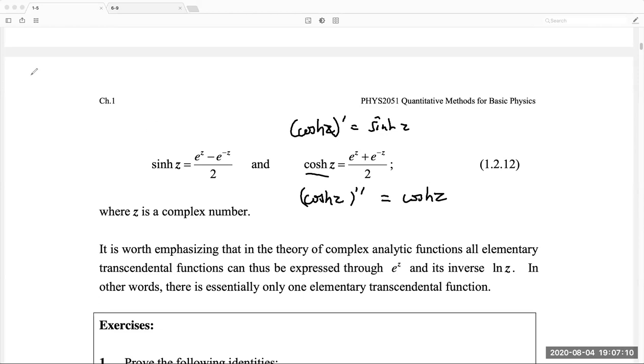Therefore, if the equation looks like this, where if you differentiate y twice you get y, the solution can be hyperbolic sine or hyperbolic cosine. Or in general form, it can be written as this one.